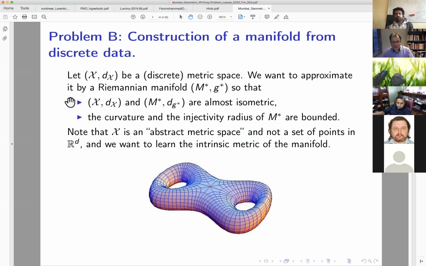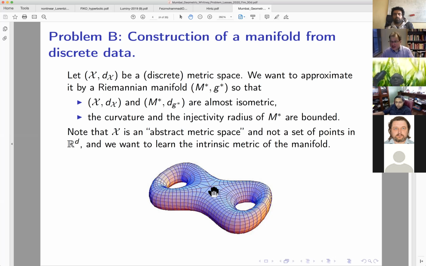We require that the manifold is smooth in the sense that the curvature is bounded, and also the injectivity radius is bounded. The injectivity radius is the radius of polar coordinates. So if you take an arbitrary point on the manifold, then you want to use local coordinates in a ball that has radius r. The injectivity radius is the infimum of all radii where the Riemannian polar coordinates or normal coordinates are well defined.